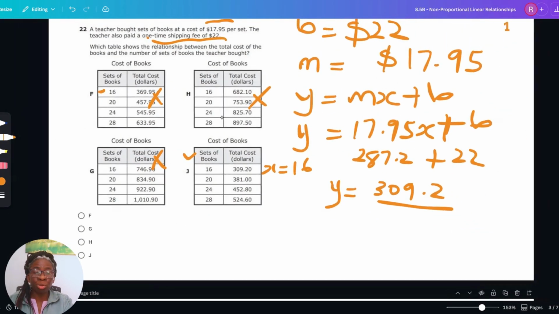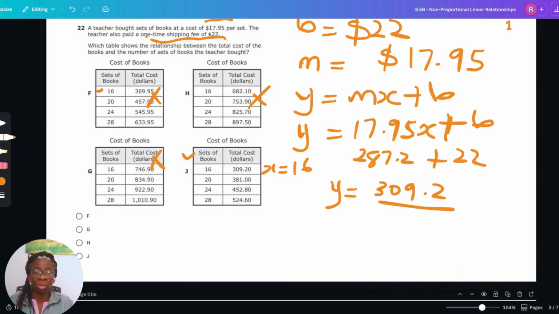But to be sure you chose the correct option, you will want to try the same thing for two or all the options. So now let's choose x equals 20. We have 17.95 times 20, which gives 359, then plus 22, the initial payment, that's 381. That is also correct. So option J is the correct option.